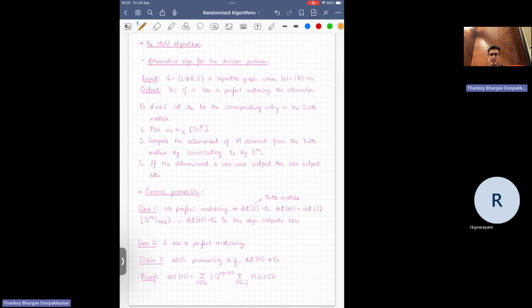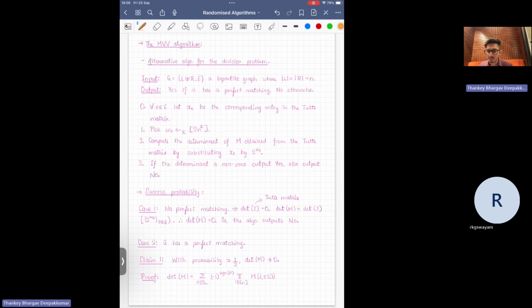So recall that last time we started looking at the MVB algorithm, a randomized algorithm for finding perfect matchings in graphs. In the lecture before that, we saw a randomized algorithm using Schwarz-Zippel lemma to check whether a bipartite graph has a perfect matching or not. But that algorithm couldn't find a perfect matching. Last time we only looked at the baby version of the new algorithm, which just detects whether the graph has a perfect matching or not.